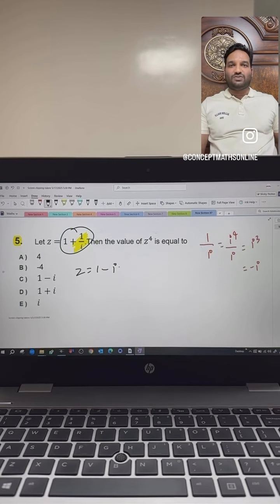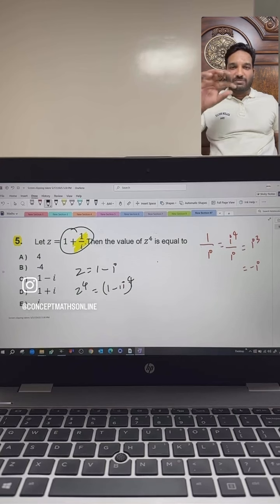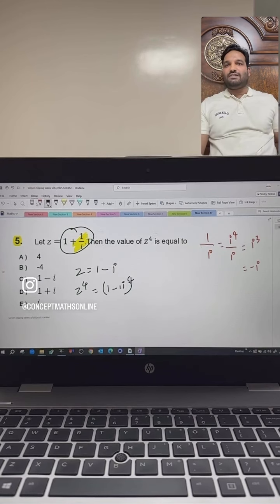So z raised to 4. What is z raised to 4? So here students get a problem. They may think they have to take the fourth power: (1 minus i) squared, (1 minus i) cubed. No need for that. So I will give you the trick here, okay?